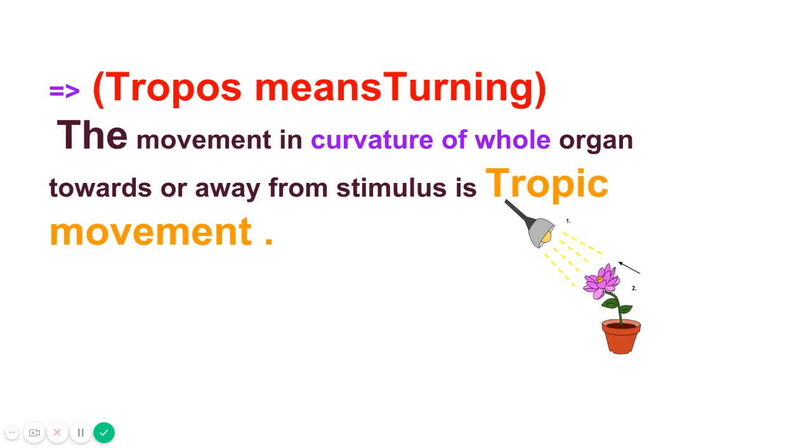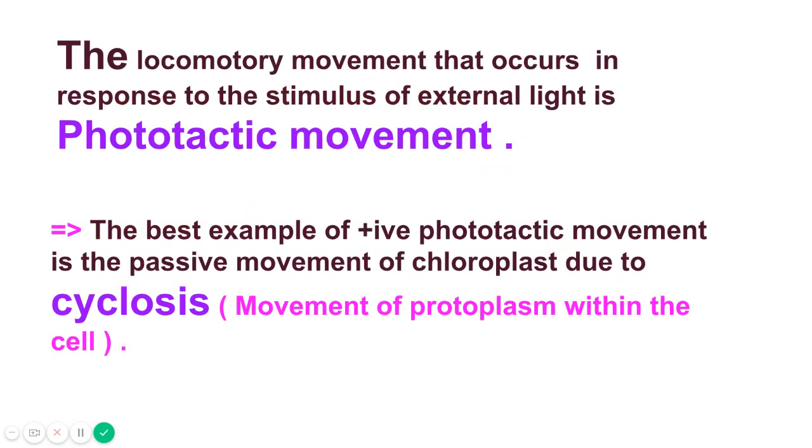Students, tropic. It is derived from a Greek word tropos. It means turning. So the movement in curvature of whole organ towards or away from the stimulus is the tropic movement. It's not the movement of the whole organism, it's the movement of any part or organ.